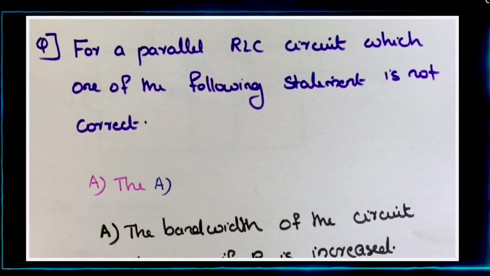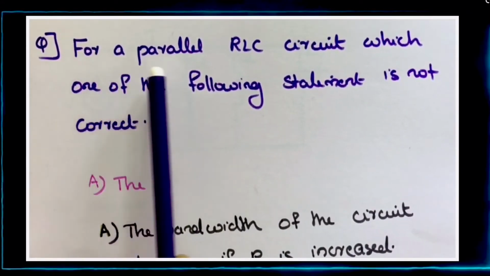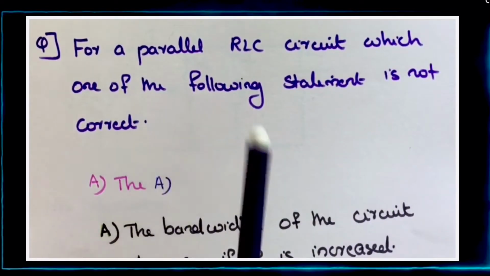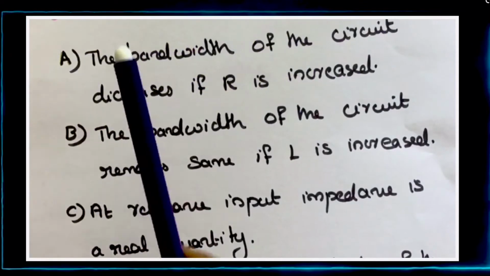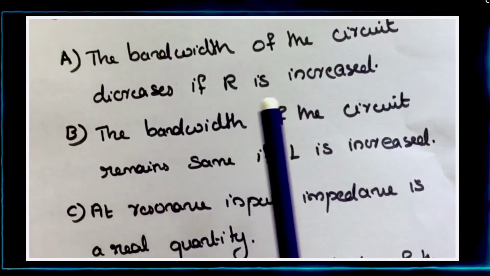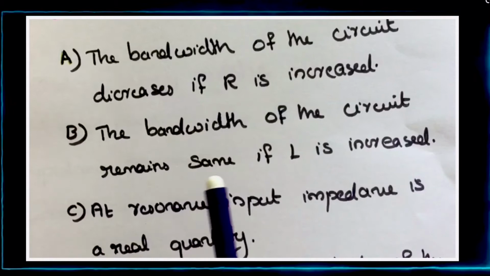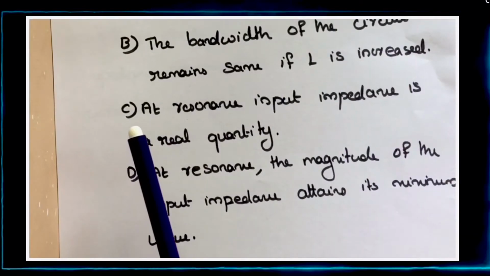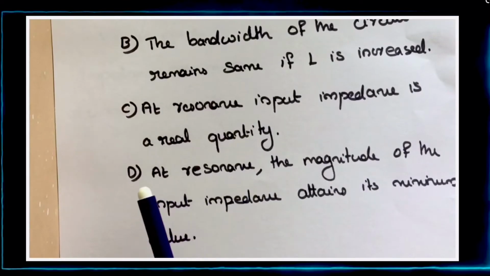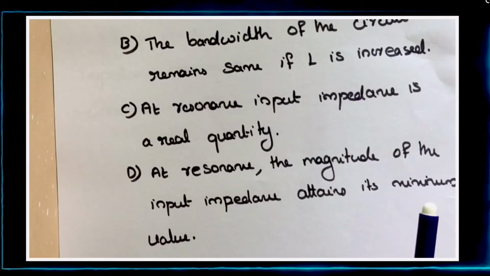Let's start this session with a question based on resonance circuit. For a parallel RLC circuit, which one of the following statements is not correct? Four options are given. Option A, the bandwidth of the circuit decreases if R is increased. Option B, the bandwidth of the circuit remains same if L is increased. Option C, at resonance, input impedance is a real quantity. And option D, at resonance, the magnitude of input impedance attains its minimum value.